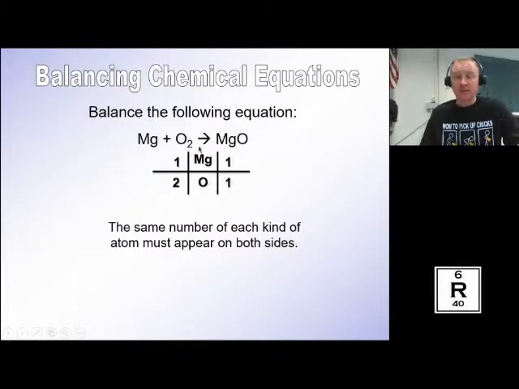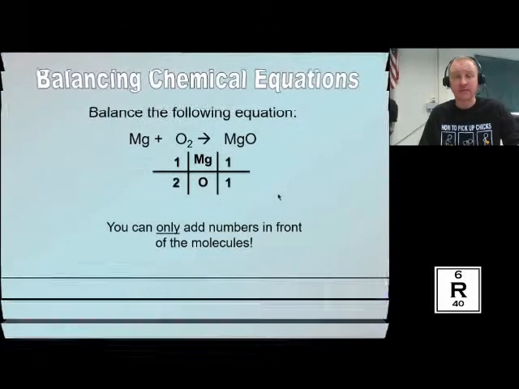Now the next step is to try to balance them one at a time. If we look here, magnesium is balanced. There's 1 magnesium on both sides, but the oxygens are not balanced. I need more oxygen on the product side. Again, the left side is reactants. These react to yield a product. So I will often refer to the left side as reactants and the right side as products. The same number of each kind of atom must appear on both sides, and they don't right now.